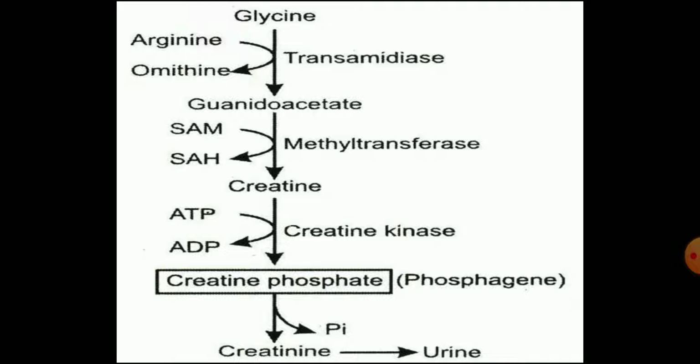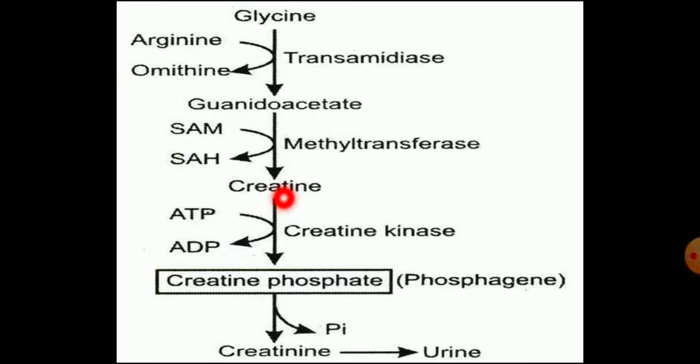So the whole pathway is: glycine first combines with arginine, guanidinoacetate is formed and ornithine is released, by the transaminase enzyme. Then a methyl group is donated by S-adenosyl methionine to form S-adenosyl homocysteine, and the enzyme is methyl transferase, and guanidinoacetate is converted to creatine.